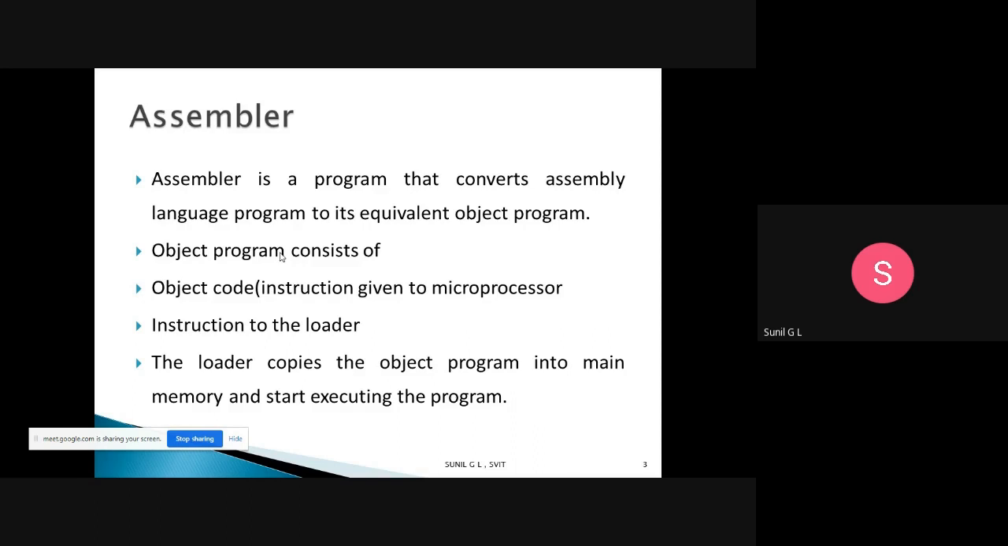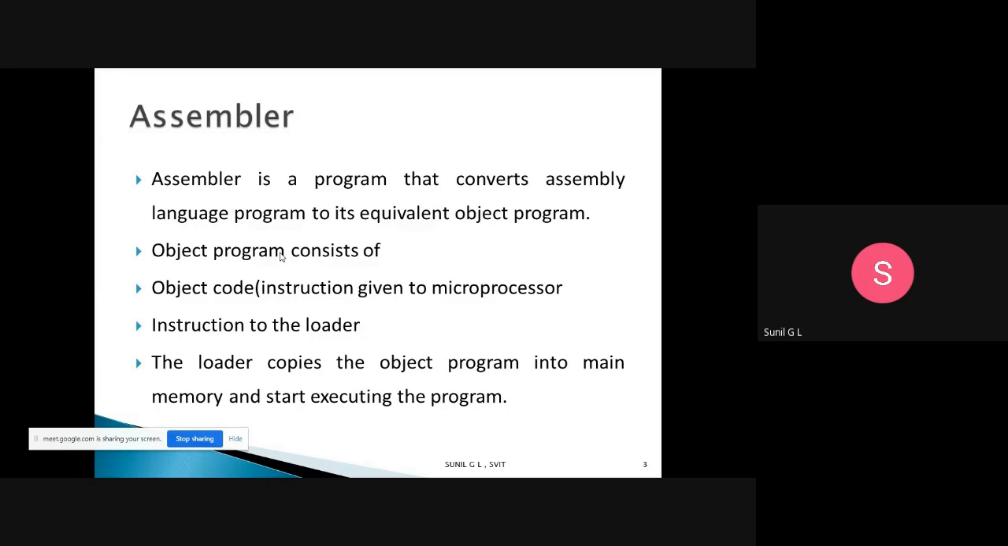Whenever you want to convert that assembly level language into machine level language, that result we call an object program. The translator that does this we call an assembler. So an assembler is a program that converts the assembly language program to its equivalent object program.